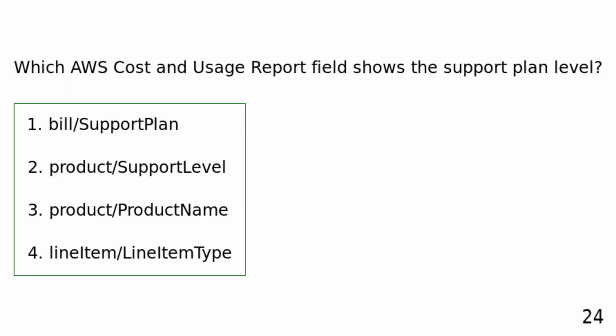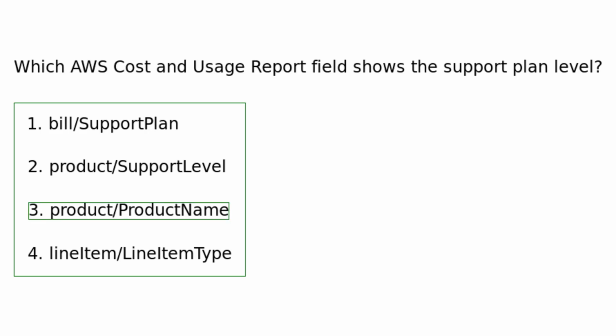Which AWS cost and usage report field shows the support plan level? Bill/support plan. Product/support level. Product/product name. Line item/line item type. For AWS support charges, the product/product name field will show the support plan level, like AWS Support Business or AWS Support Enterprise.